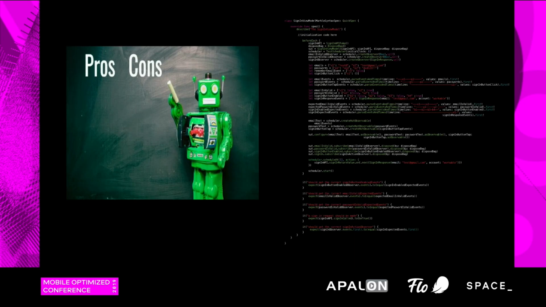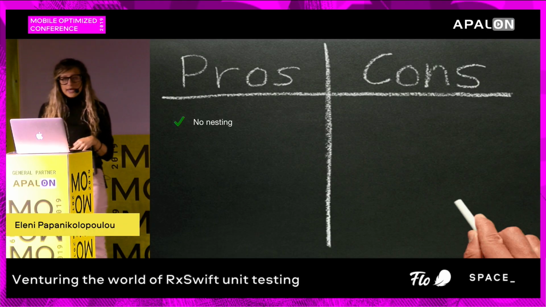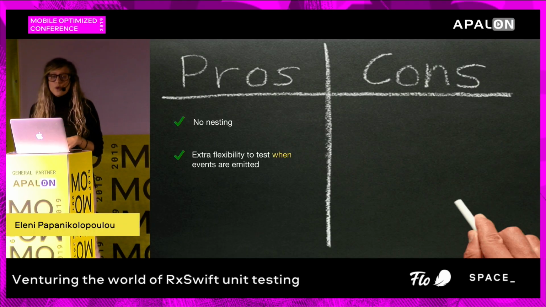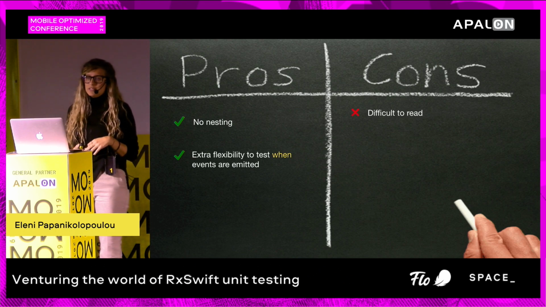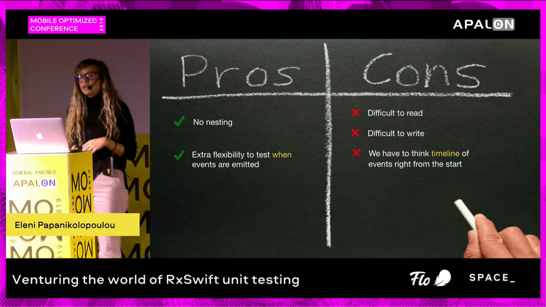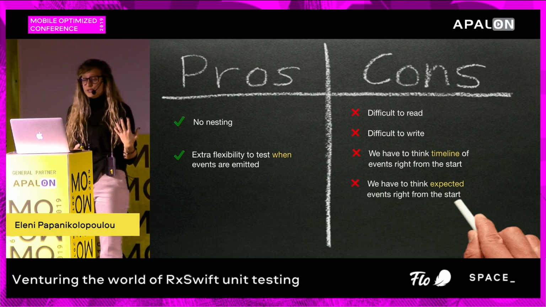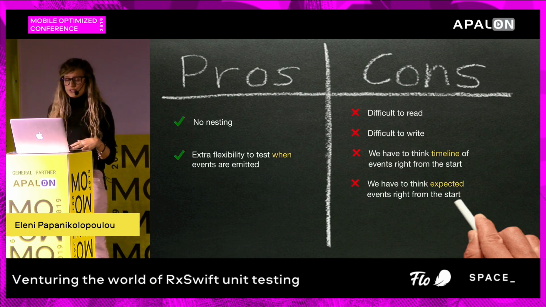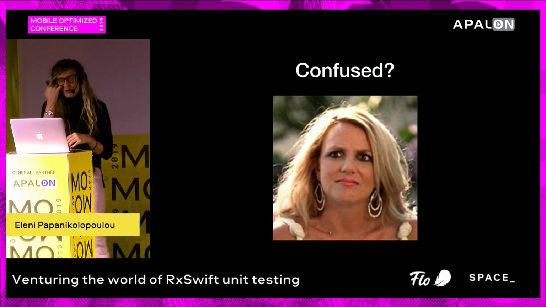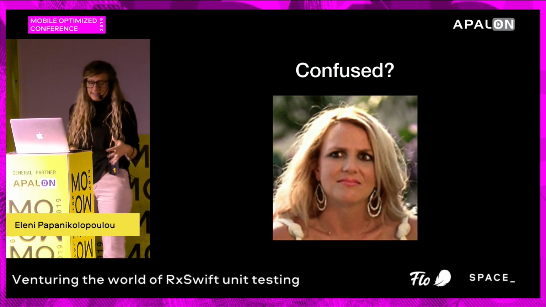Let's see the pros and cons of this way. Again, there is no nesting, and we have also extra flexibility to test when the events are emitted. But it's really difficult to write and read. And we have to think again about the timeline of events right from the start and the expected events right from the start. Now, I'm sure most of you are confused because it's a lot to take in.